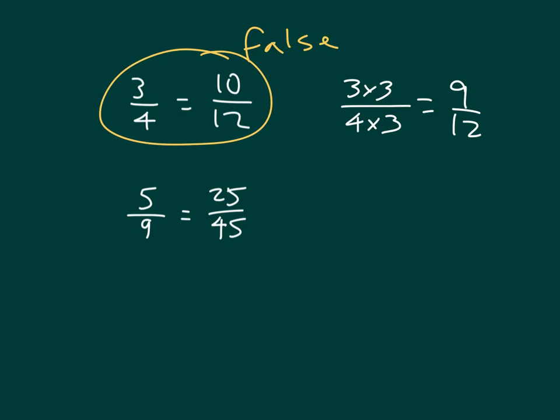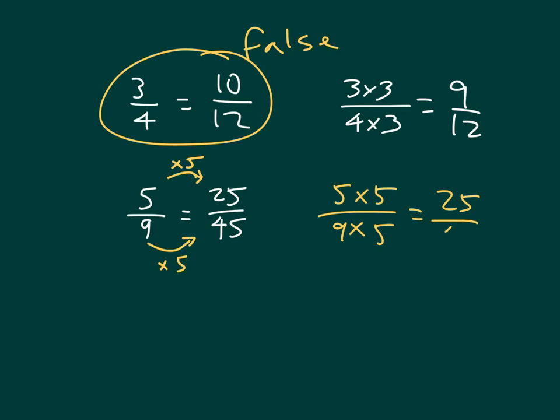5/9, does it equal 9/45? Well, let's see. To get from 5 to 25, I would multiply by 5, and 9 times 5 also gives 45. Showing this another way, we had 5 times 5, and we had 9 times 5, which equals 25/45. So this is true. I just wanted to show you that we could be multiplying by other things besides 2 within that previous screen. So we're looking at different types of ways to look at fraction equivalence.